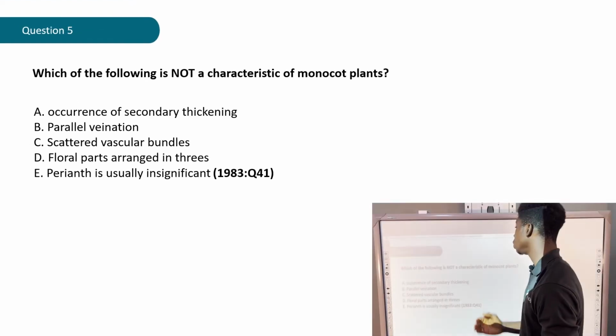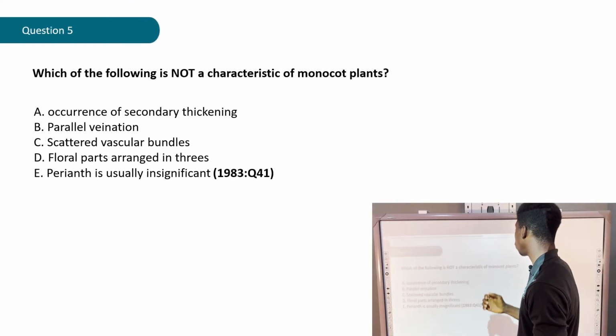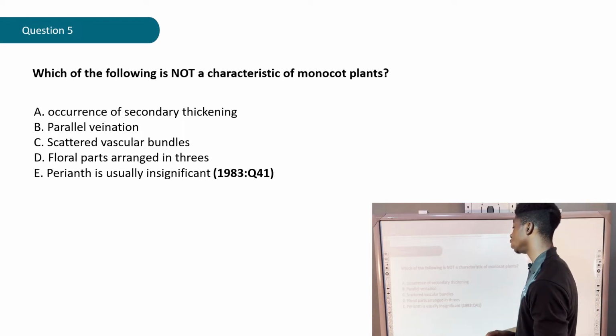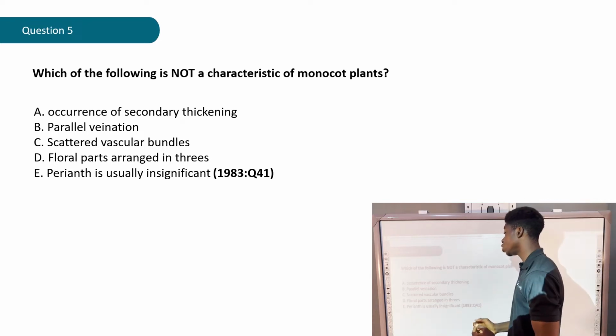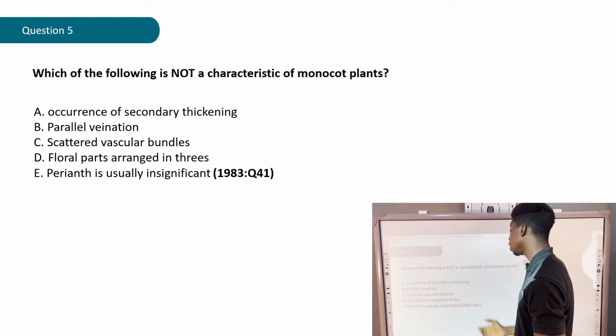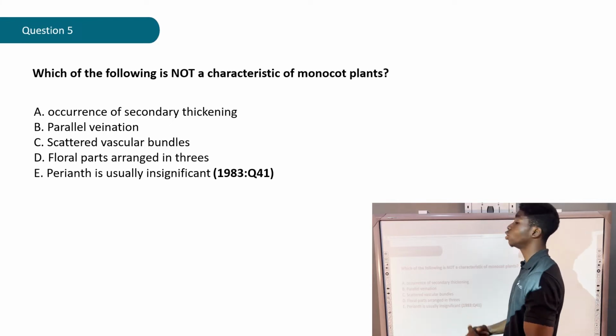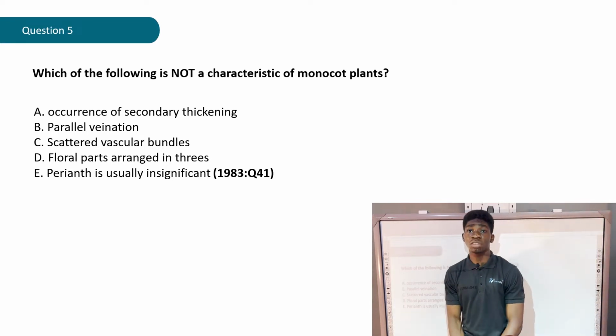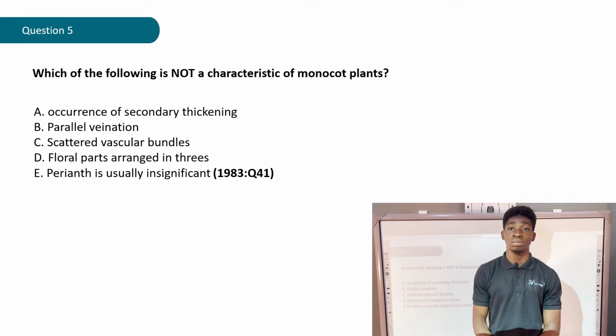Question 5. Which of the following is not a characteristic of monocot plants? A. Occurrence of secondary thickening, B. parallel veination, C. scattered vascular bundles, D. floral parts arranged in threes, E. perianth is usually insignificant. That question is gotten from the year 1983, question 41. Why not give it a try?